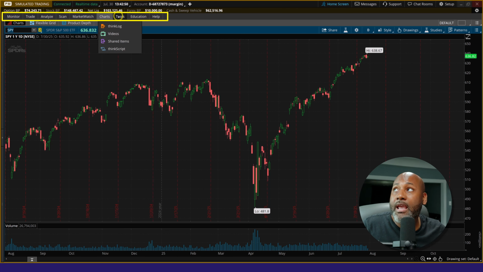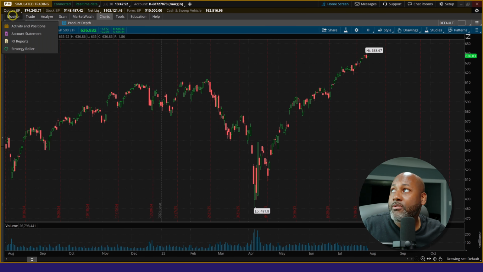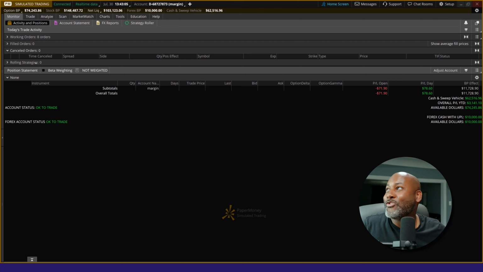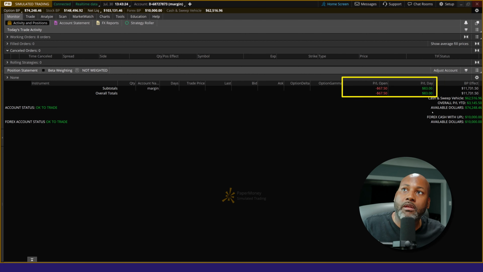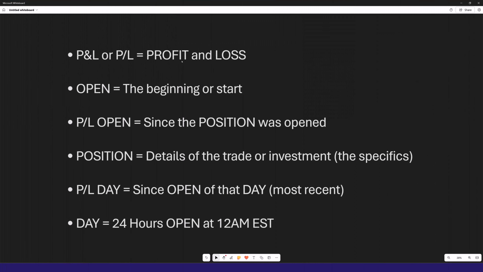We are going to navigate over to the monitor tab. So we're going over to activity and positions sub tab under the monitor tab. So when we look here, this is the area I want us to focus on before we really get into it. This area right here. You see P/L open and P/L day. P&L, very simple, profit and loss. So now when we see P&L or P/L, that's our profit and our loss.